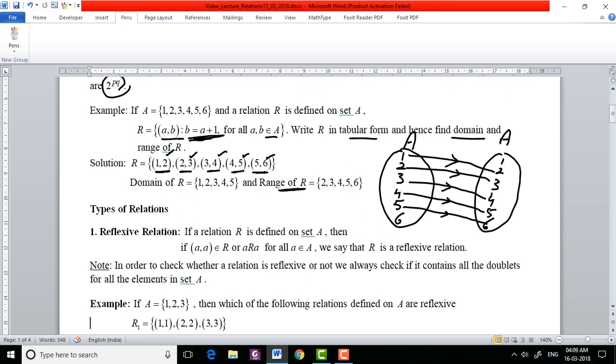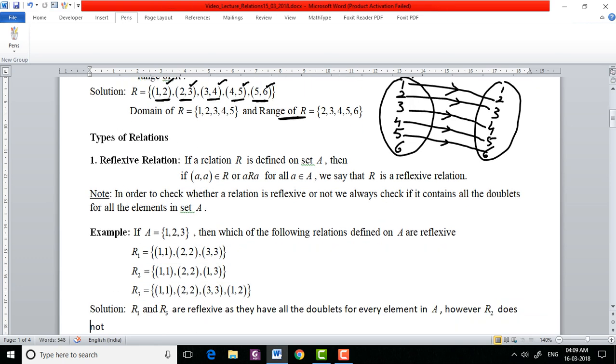Now, types of relation. Moving on to the main topic of relations, it is types of relations. Let us start with the first type, which is a reflexive relation. The definition says if a relation R is defined on set A, then if (a, a) belongs to R, or a is related to a, for every a belonging to the set A, then we say that R is a reflexive relation.